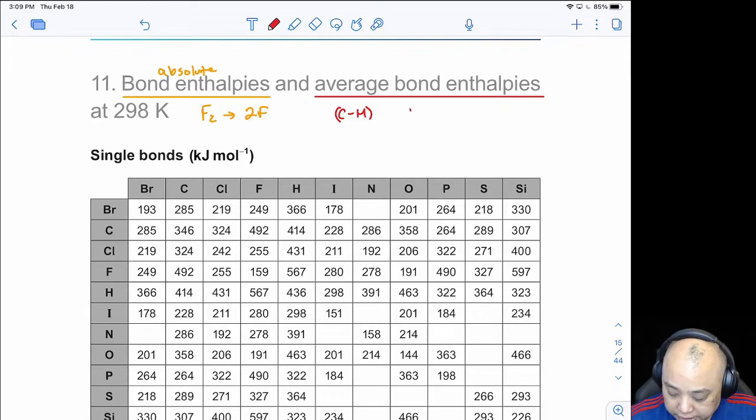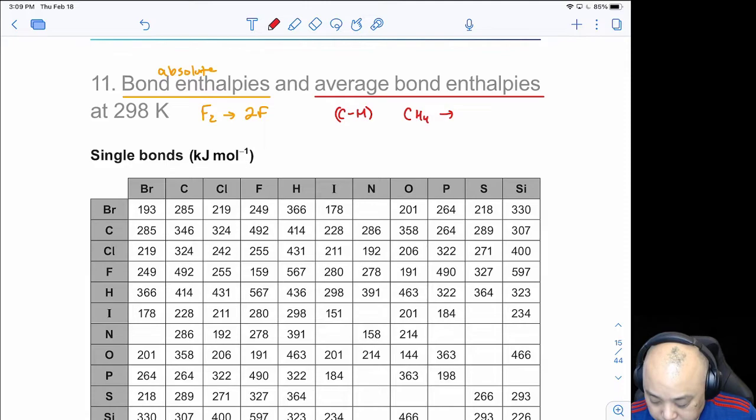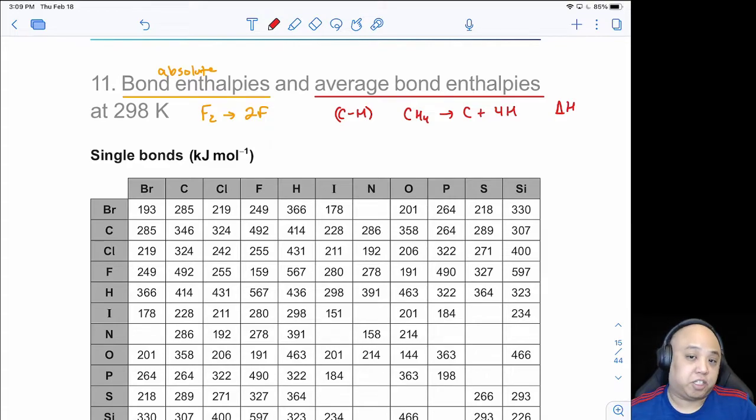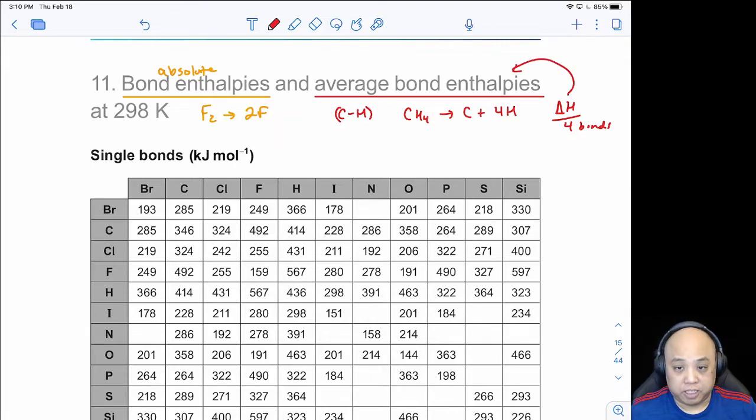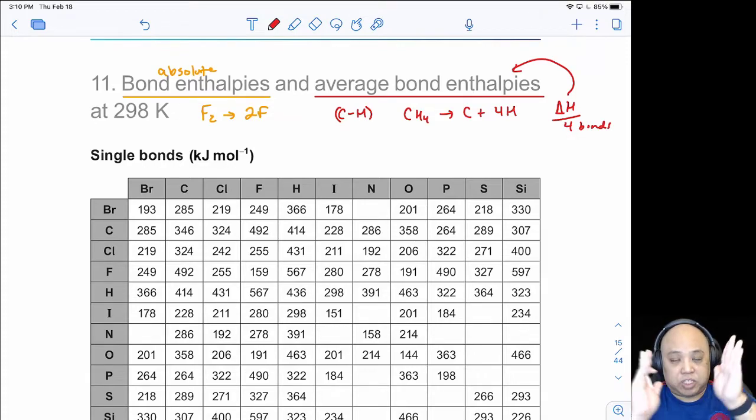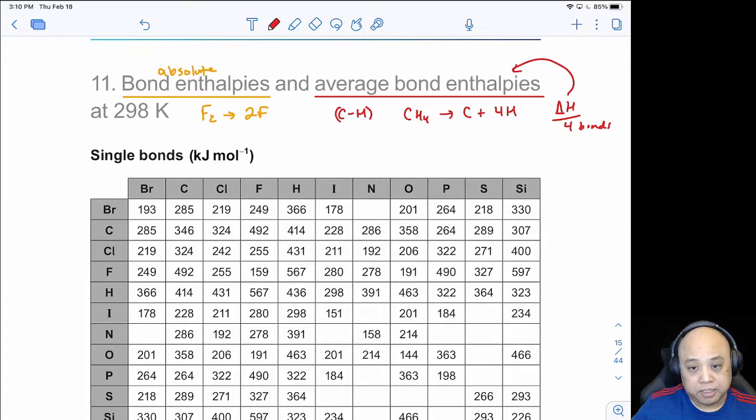So what they'll do is they'll take something like CH4, and they'll break all the bonds in it. So you'll end up with C and 4 H's. And that will take a certain amount of energy, because you can't individually break bonds in a substance. You either break all of them or you break none of them. So they break all of them so they can get an exact answer. And they take this delta H and divide it by the 4 bonds to get average bond enthalpy. So we break all 4 bonds, even though each of them takes a different amount of energy, and we average how much energy it takes to break each of those bonds. And that's what average bond enthalpy is. So you break all the bonds, you divide by the number of bonds you broke, and that's your average.